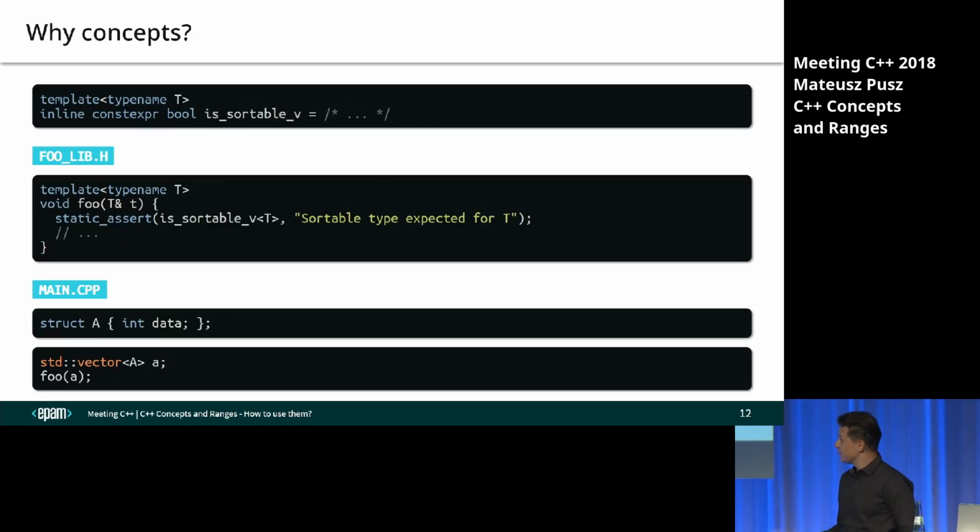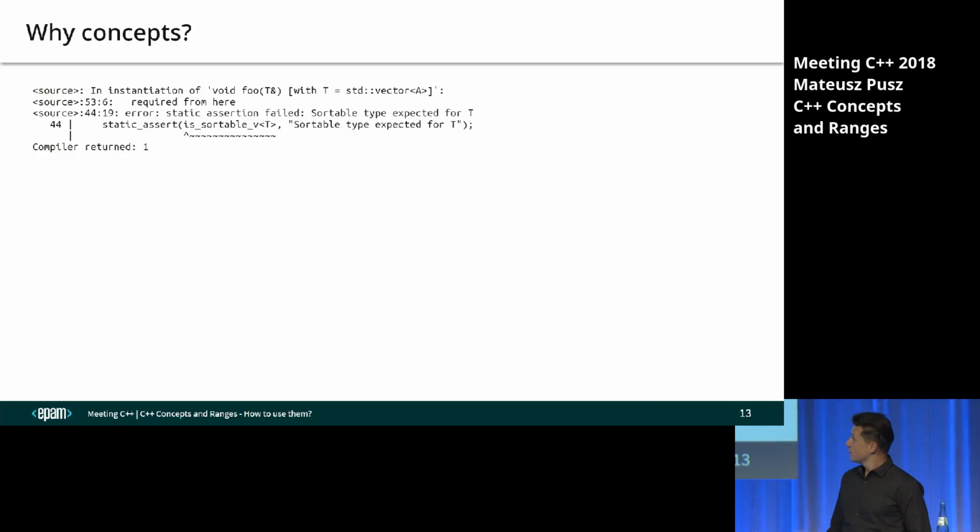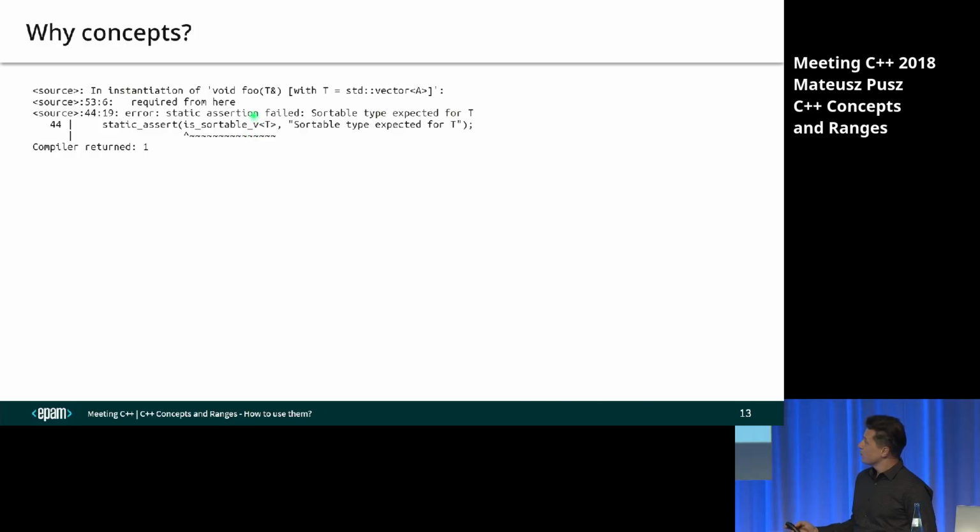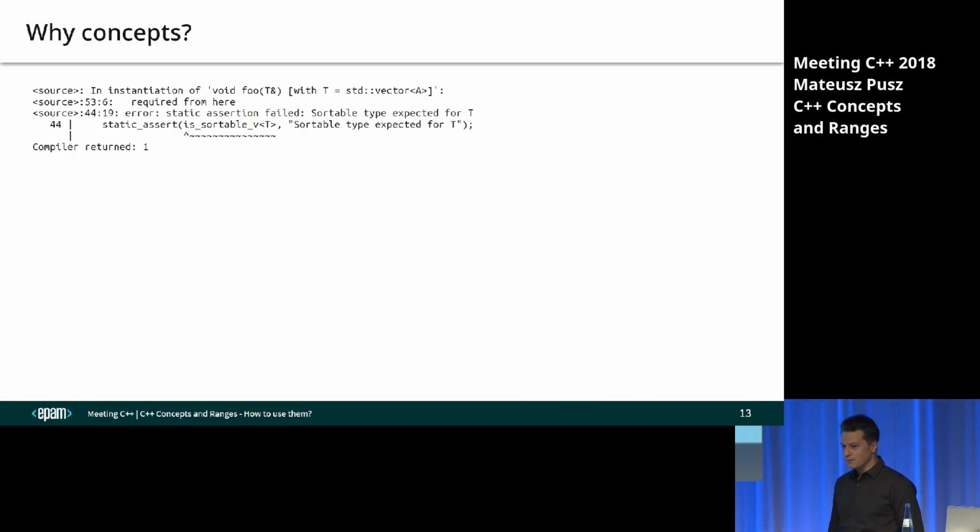So let's try to fix it. What can we do right now? We can create a type trait, is_sortable_v, and put a static assert as the first line in our implementation of function foo. This still doesn't make our signature better to analyze, but the error is much better, yes? We no longer have an error somewhere nested in the foo function call stack trace, but we are told that we cannot call foo because our type is not sortable.